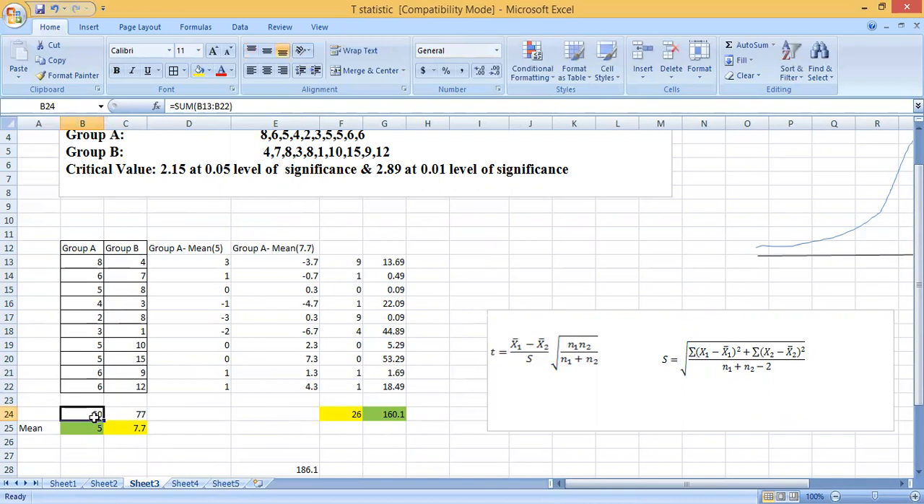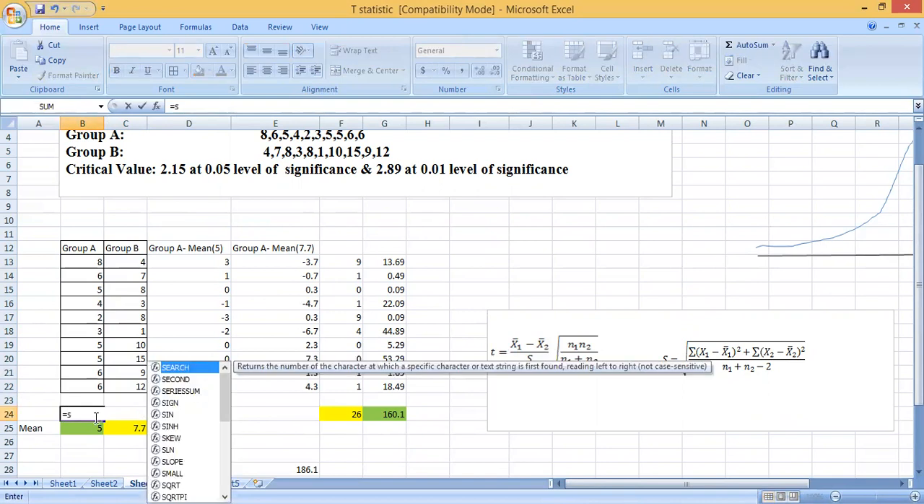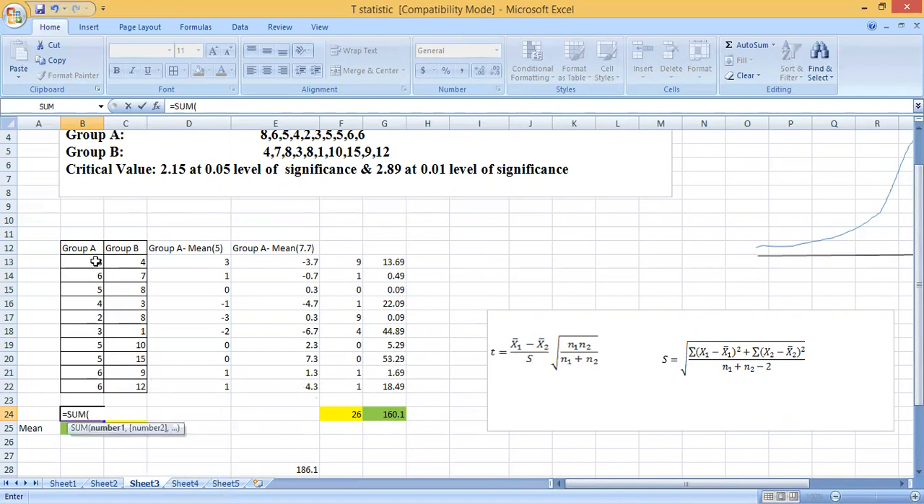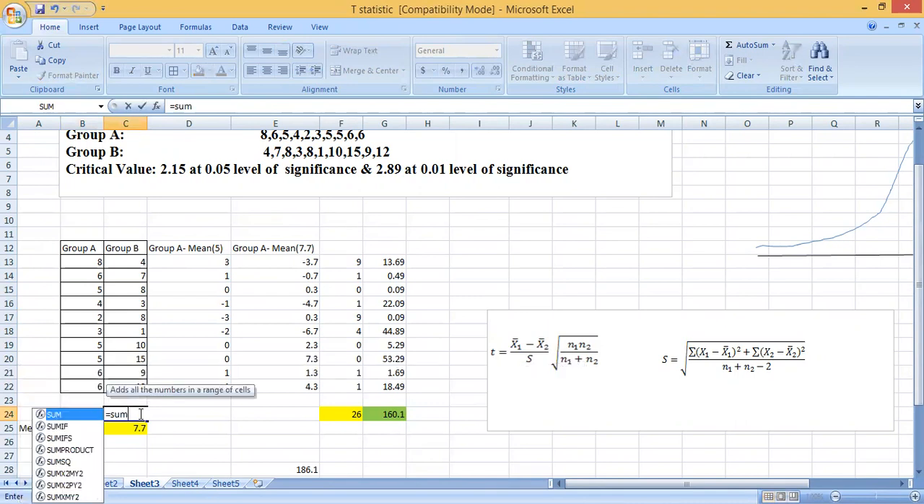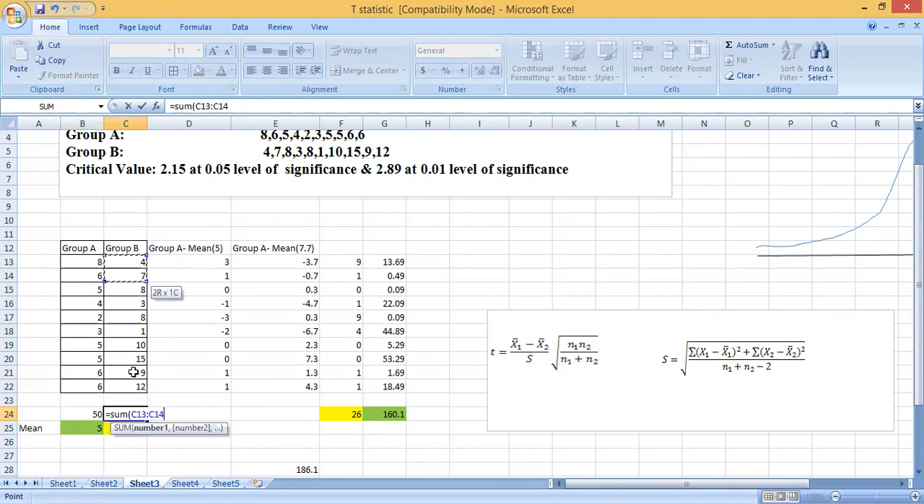At first, we have to calculate the sum of these values, then divide it by 10. So 5 is the mean for group A. Here also we have to calculate the sum of these values, and to get the mean we divide by 10. So 7.7 is the mean for group B.